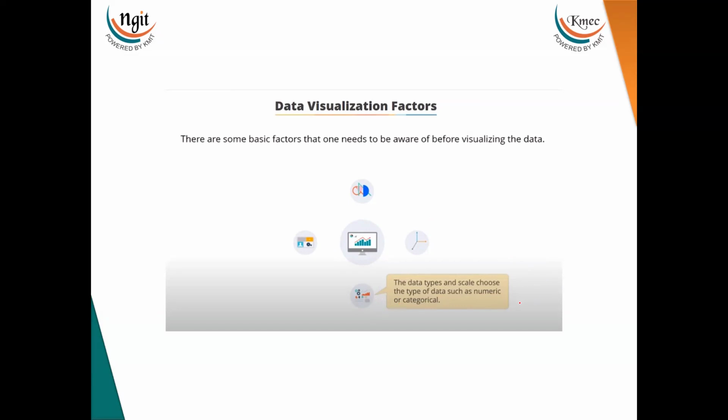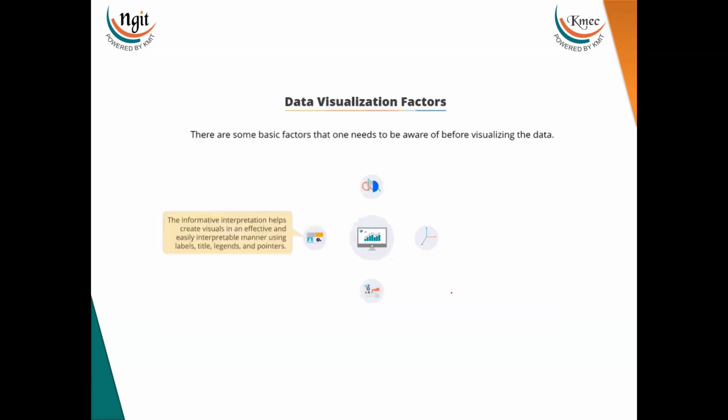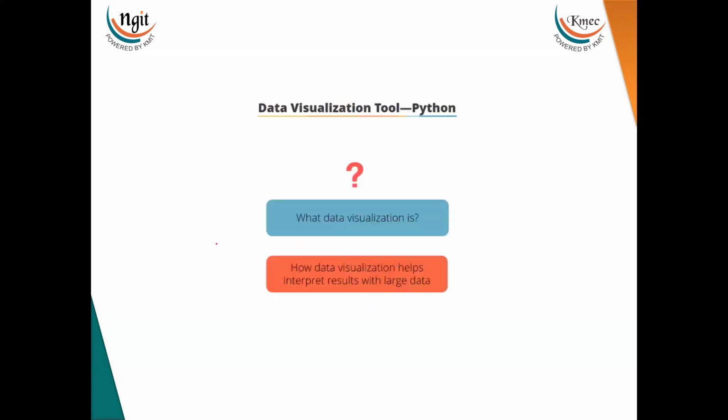So numerical data we are going to represent in one way and categorical data we are going to represent in another way. And the informative information helps create visuals in an effective and easily interpretable manner using labels, title, legends, and pointers. This particular concept I'm going to explain in the coming slides, in what way we are going to represent or visualize the data using all these things.